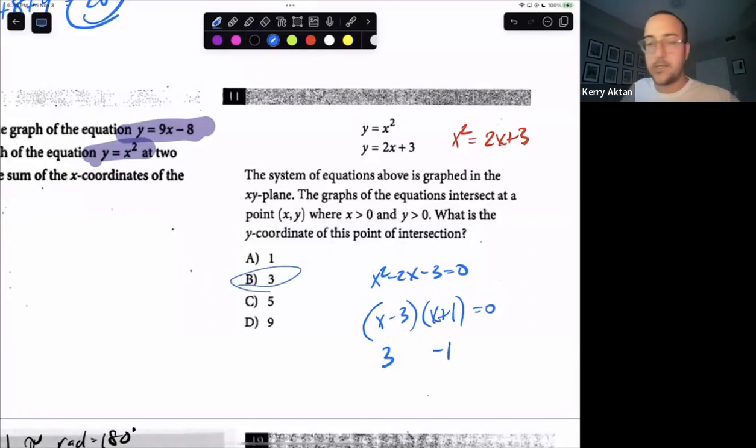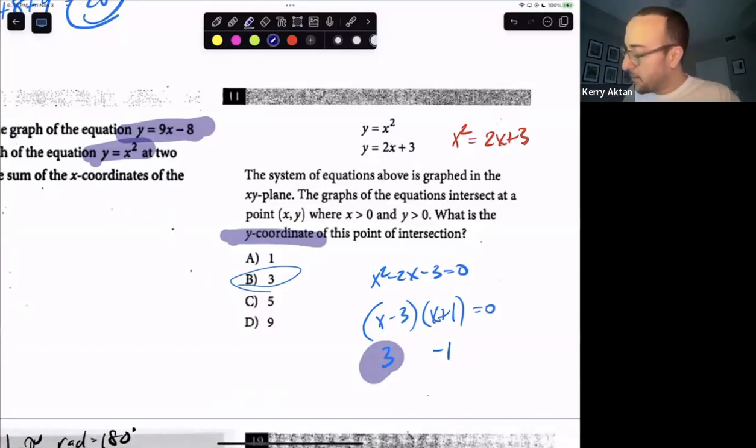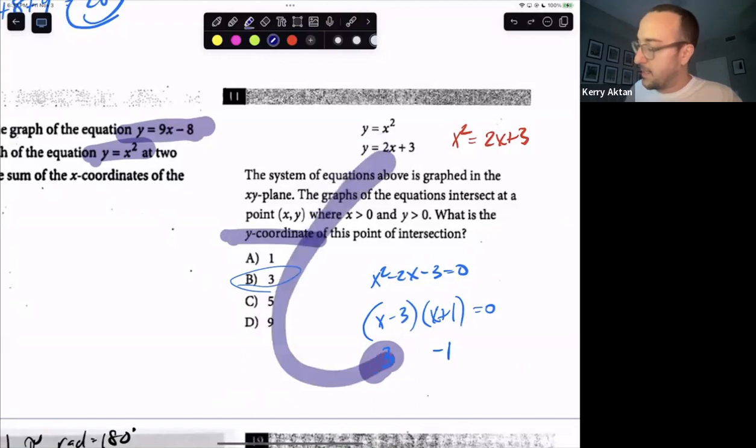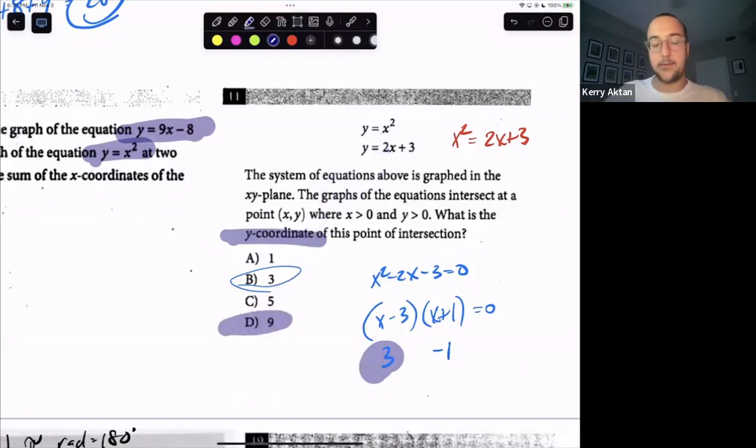And some kids are going to choose B here. Don't be that kid. Anyone tell me why 3 is not the answer? That's the x. They want the y. Be surgical tomorrow. Surgical. If you want the scores you want, you've got to be surgical. Plugging 3 back in to either of them, I'm getting D.